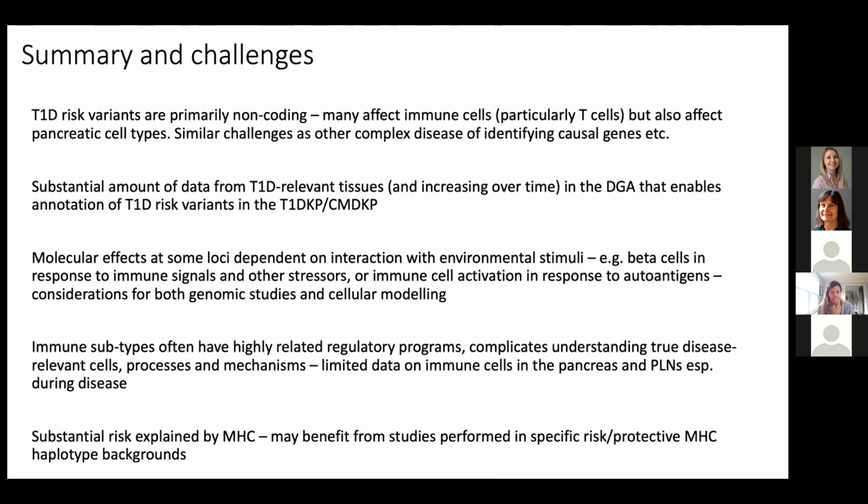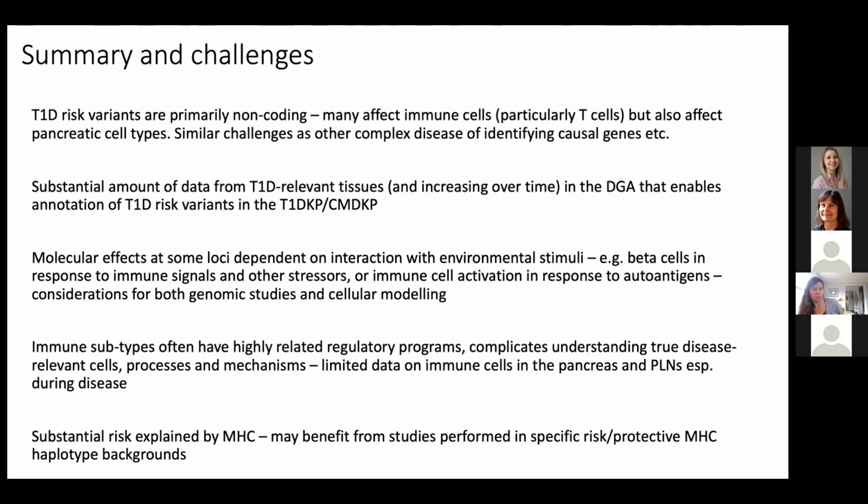So some specifics. It may be a bit different than some other traits, although I think it's probably similar to other traits as well: molecular effects at some loci, particularly in beta cells, but probably also in immune cells in terms of activation and response to autoantigens, are dependent on their interaction with environmental stimuli. That means it needs to be considered in genomic studies and in how you effectively generate data that captures those effects, but then also in cellular models to study the effects of these variants and genes.